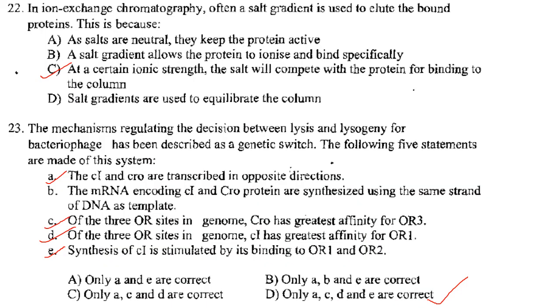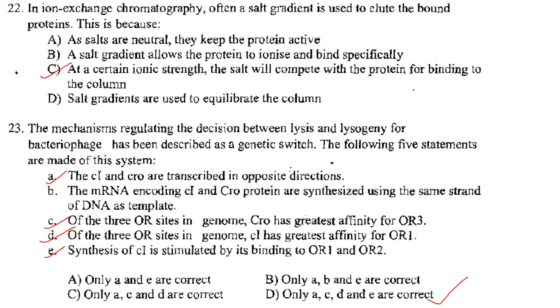The next one. In ion exchange chromatography, often a salt gradient is used to elute the bound protein. This is because as the salts are neutral, they keep the protein active. A salt gradient allows the protein to ionize and bind specifically. At a certain ionic strength, the salt will compete with the protein for binding to the column. So that is the correct answer. That is why a salt gradient is used to elute the bound protein in case of ion exchange chromatography.